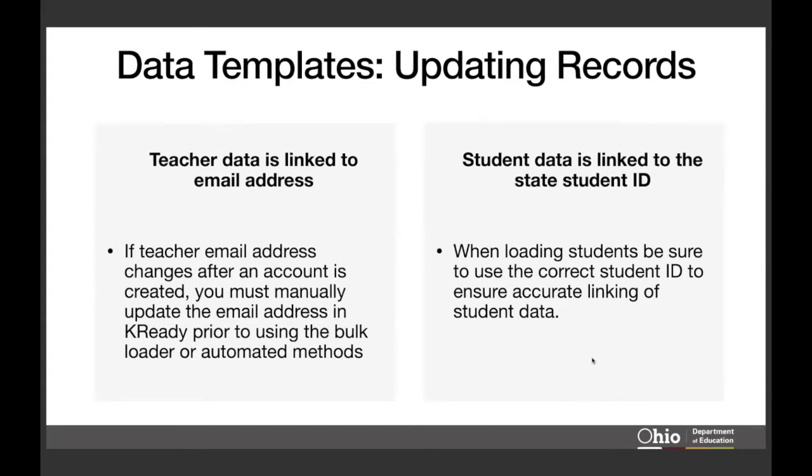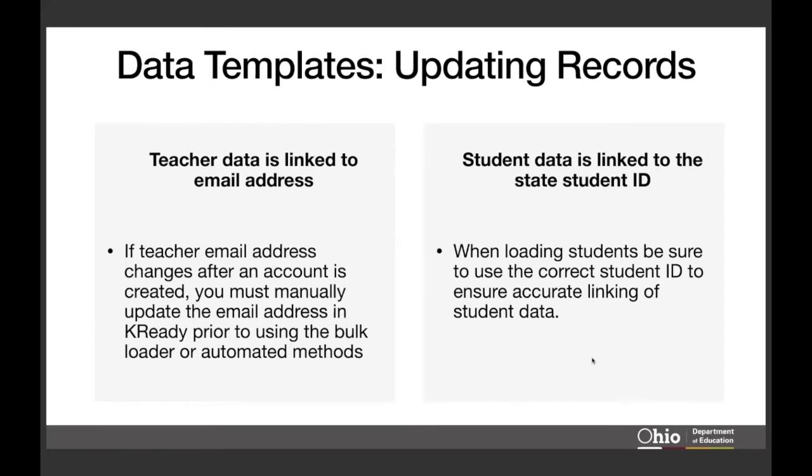There may be a need to update teacher data. That teacher data is linked by email address. So for instance, if a teacher's name changes, maybe they got married over the summer, or maybe something happened and they needed to change their name, their account is linked by email. So if that email changes and their name changes, that information needs to be updated. Likewise, student data is linked by the state student ID. And so when loading students, you must be sure to use the correct student ID to ensure that that linkage is occurring.